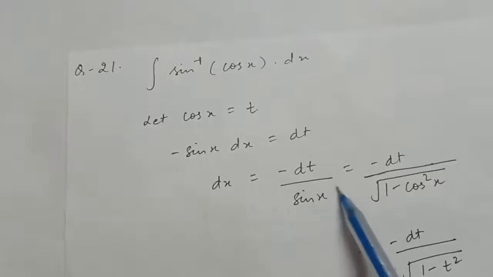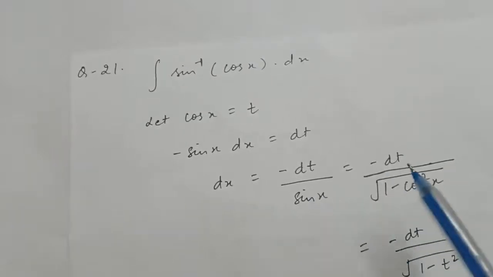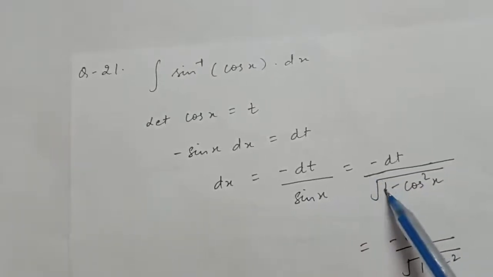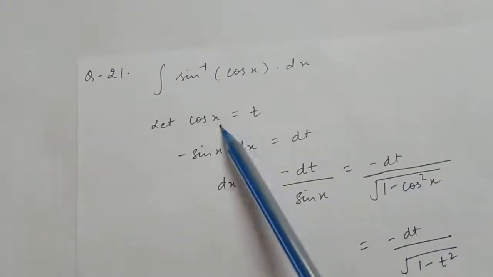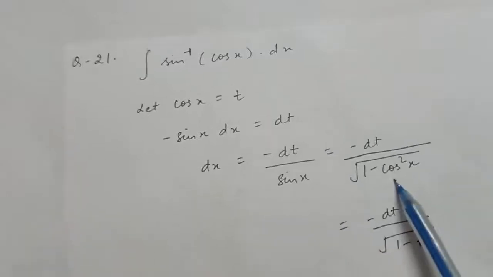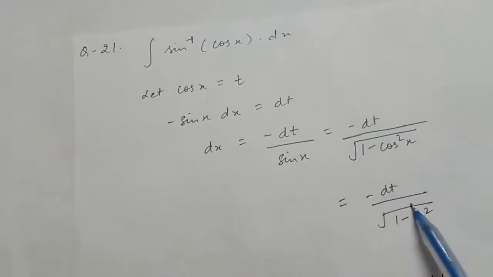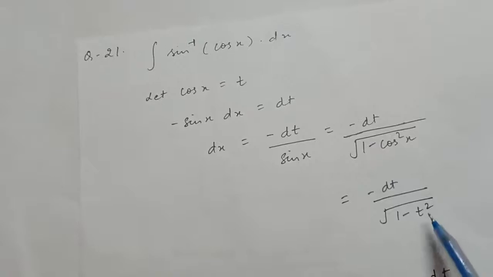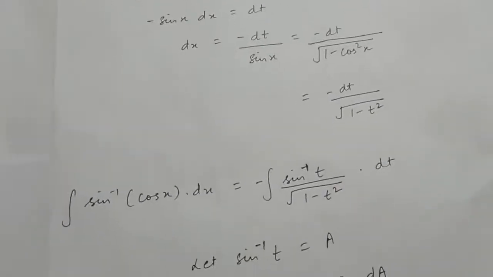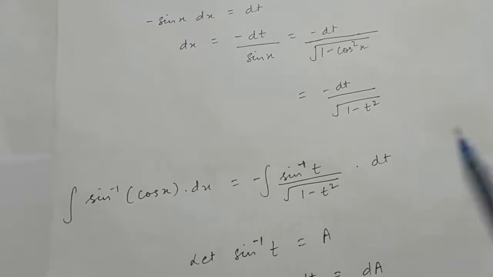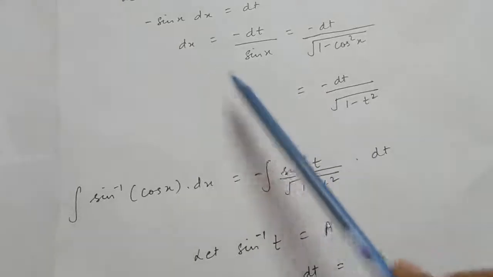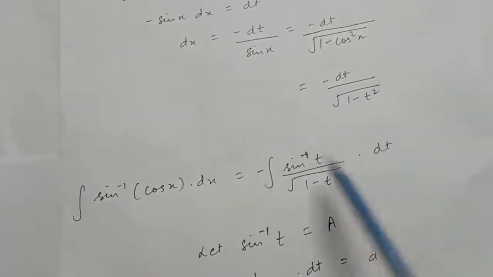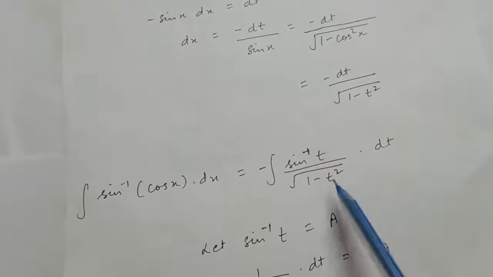But we want this sin x also in terms of t. Therefore writing this sin x as root 1 minus cos square x. Why? Because we know cos x is t. So now this will become minus dt upon root 1 minus t square, right? So the integral will become sin inverse cos x into dx will be now sin inverse t, and in place of dx minus dt upon root 1 minus t square.